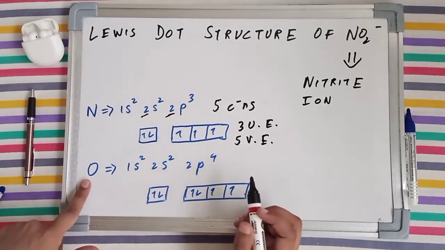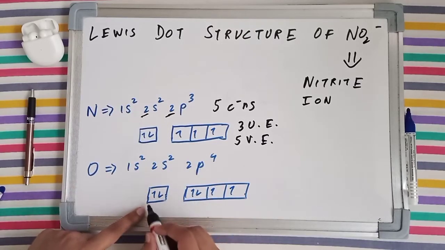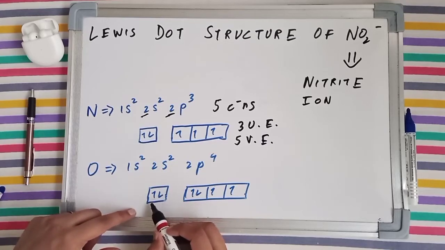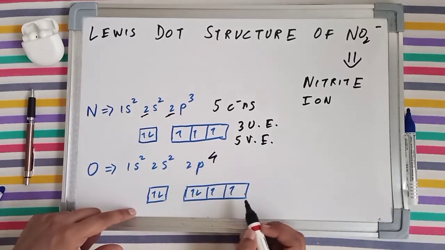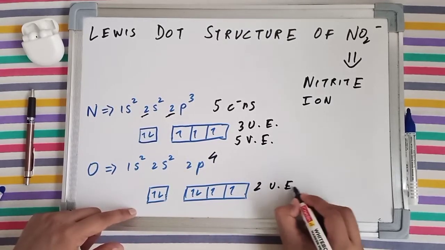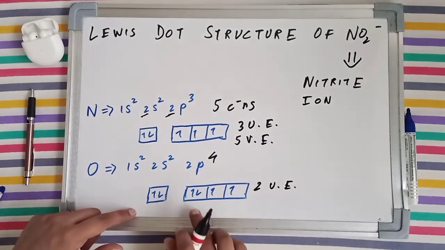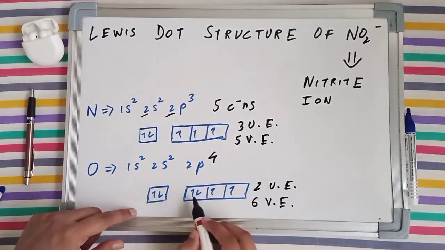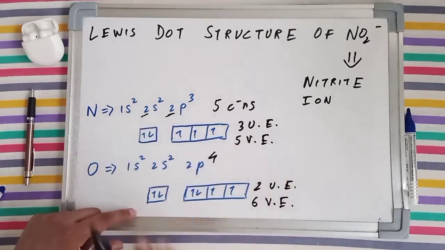Now, talking about the electronic configuration of oxygen, it is 1s2, 2s2, 2p4. I've drawn the orbital diagrams for 2s and 2p. Now, there are 2 electrons in the 2s subshell, whereas 4 electrons in the 2p subshell, having 2 unpaired electrons, which means oxygen will make 2 covalent single bonds, whereas it has 6 valence electrons, 2 plus 4, 6, and 2 plus 3, 5 valence electrons for nitrogen.